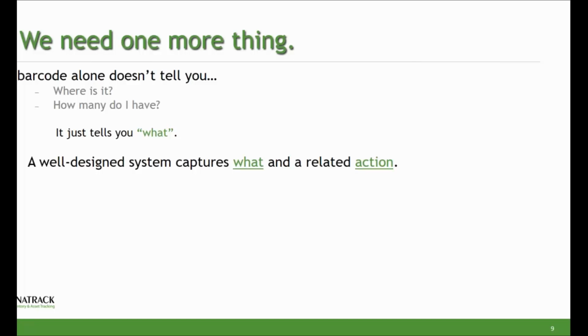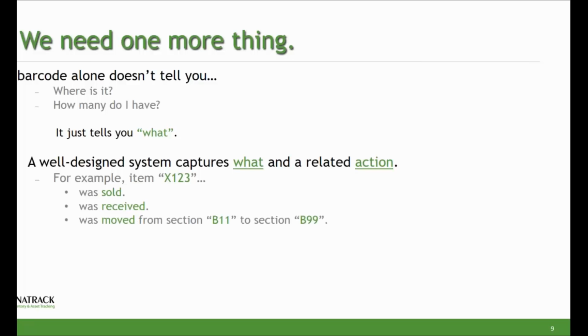So a well-designed system captures what and a related action. So for example, item X123, it was sold. It was received. It was moved from section B11 to section B99. And in this case here, we're capturing what and a related action that has two pieces of data. Or it's an asset that was assigned to custodian Clark Kent. So the important thing to remember here is that identity plus its action is the way that you have control.